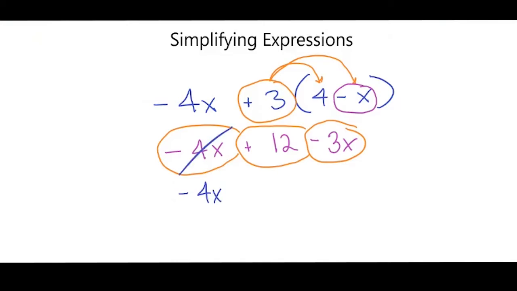And I'll see that I have a negative 3x. So I'll write down the minus 3x here. And then all I have left is plus 12. Well, negative 4x minus 3x, I can combine those. And that's negative 7x. And then I bring down the plus 12. So my final answer is negative 7x plus 12.